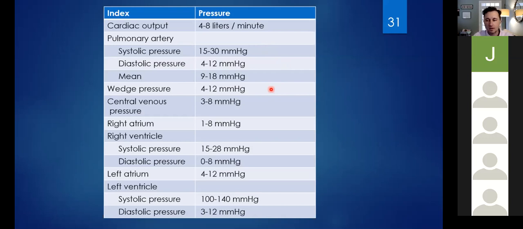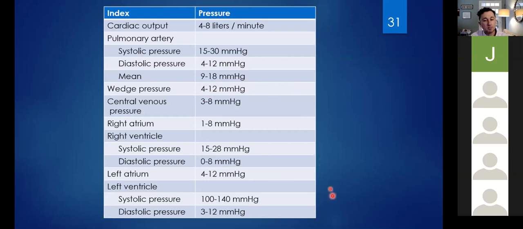Now, what does wedge pressure tell us? The wedge pressure is an estimate of left atrial pressure. Notice how our wedge pressure and our left atrial pressure are identical, and that should make some sense intuitively. The wedge pressure is a value that we can obtain from the right heart cath that gives us an idea of what's going on in the left side of the heart. If there are any increased pressures on the left side of the heart, that should theoretically cause some backflow and increase our wedge pressure. Okay.